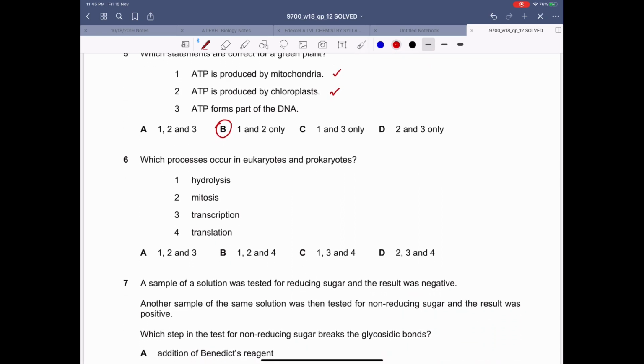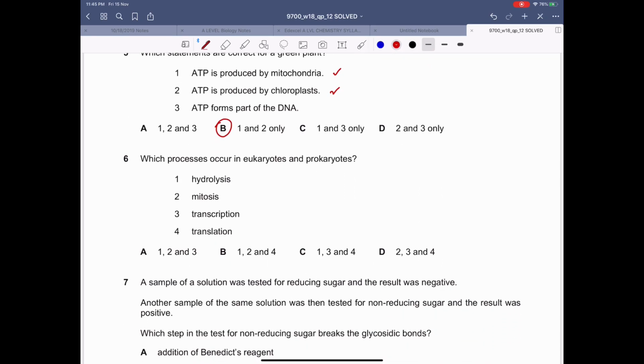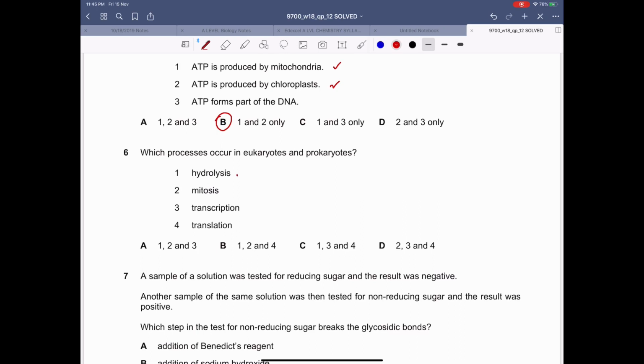Number 6. Which processes occur in eukaryotes and prokaryotes? Number 1, hydrolysis. Yeah, can occur. Mitosis will occur in eukaryotes and will not occur in prokaryotes, so I'll leave it across. Transcription will occur in both, translation will occur in both, so I'll go for option 1, 3, 4.